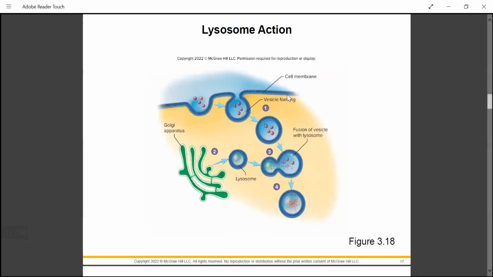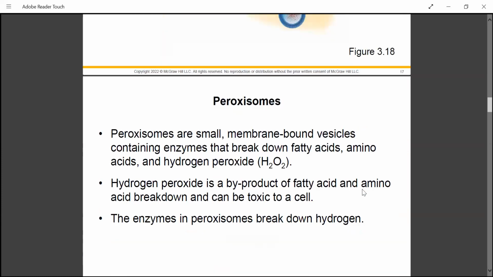So imagine this is the cell membrane of a white blood cell, and these little purple dots are some kind of bacteria, some kind of invader that's not supposed to be here. Our white blood cell forms a vesicle and brings it into the cell. Our Golgi apparatus produces a lysosome that has some kind of enzyme that's going to digest this material that our white blood cell just brought in, and it's going to form a waste. That's either going to be released to the external environment again, or it'll go somewhere else in the cell to be processed.